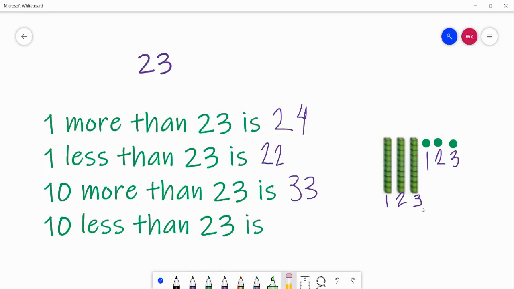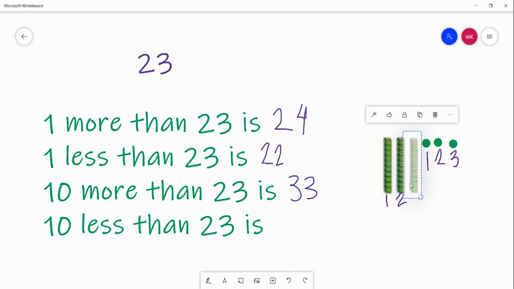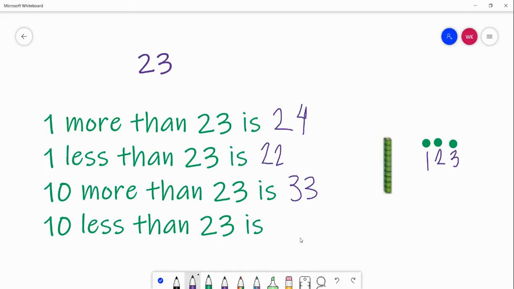And now we're going to go back to our original number. Remember, we always need to go back to our original number, 23. So I'm going to erase that 10 rod that we added. And now we're trying to figure out what 10 less than 23 is. If we're trying to figure out what 10 less is, that means we need to take one of our 10 rods away. So I'm going to go ahead and delete that one. And now we have 1 ten left and 3 ones. So 1 ten and 3 ones is the number 13. So 10 less than 23 is 13.